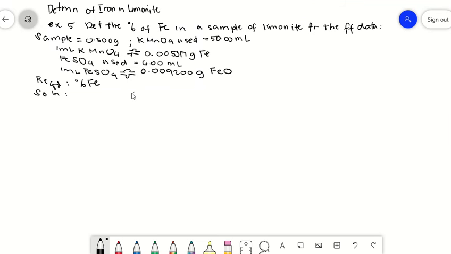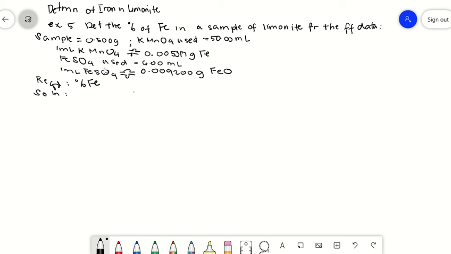Another method, or another use in the permanganate process, is the determination of iron. How can you determine the iron content in limonite? Limonite is hydrated ferric oxide, or hydrated Fe2O3. So there is water. There are three steps in determining iron in limonite.